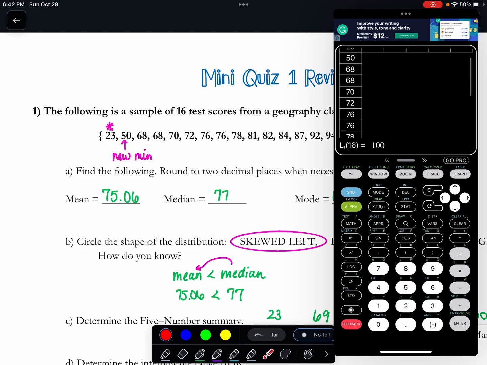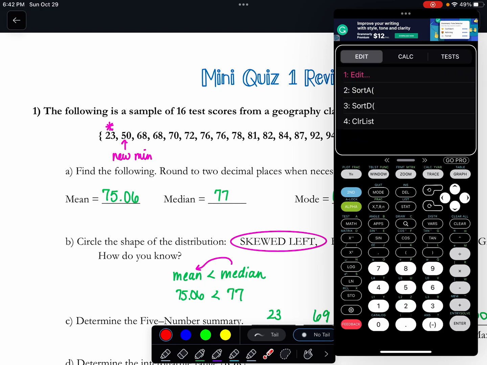I already did that here. You'll see down at the bottom, once I put in 100, you'll see my 100th cell. It says L2(16) on the calculator. Right next to the 100, there's 16. That tells me that I inputted 16 scores in my list. Please double and triple check that you are inputting all the scores correctly, because if you type in a number incorrectly on this list, all the statistics you get from this list will be wrong.